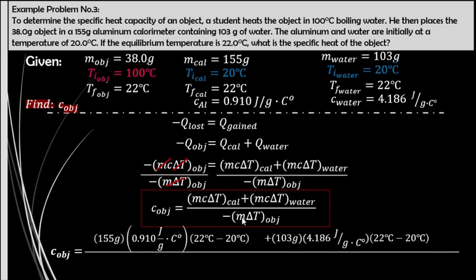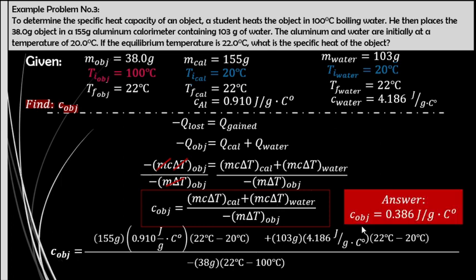divided by negative mass of the object, which is 38 grams, times the change in temperature of the object, which is the final temperature, 22 degrees Celsius, minus initial temperature, which is 100 degrees Celsius. And computing for our final answer for the specific heat capacity of the object, we will have an answer of 0.386 joule per gram times Celsius degree. So this is the specific heat capacity of the object.